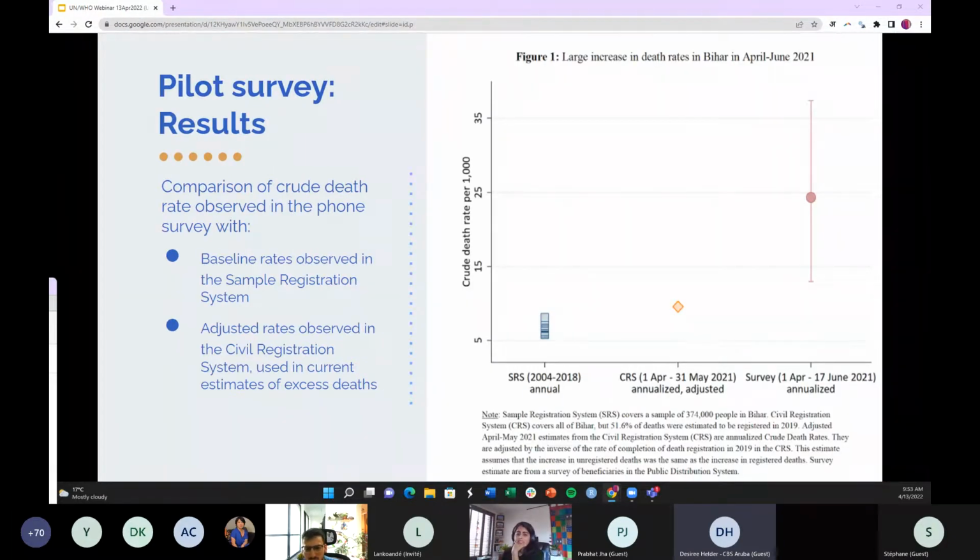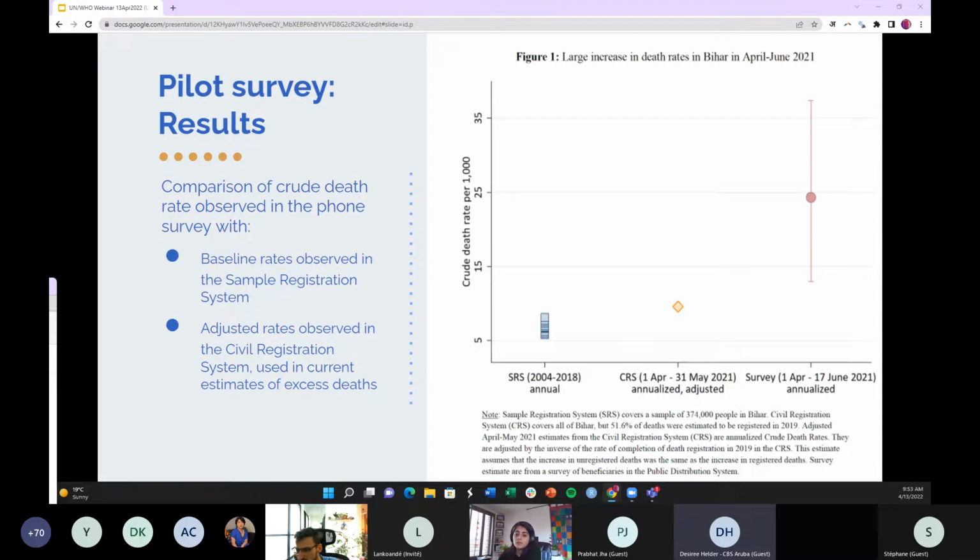Okay, so the slide here shows annualized crude death rates from different sources in Bihar. In the blue squares, we see multiple estimates for different years from the sample registration survey, which is an ongoing mortality surveillance project of the government of India. In orange diamonds, we see annualized estimates from the civil registration system. These data for the pandemic period were accessed and released by NDTV, an Indian news channel, at the time.